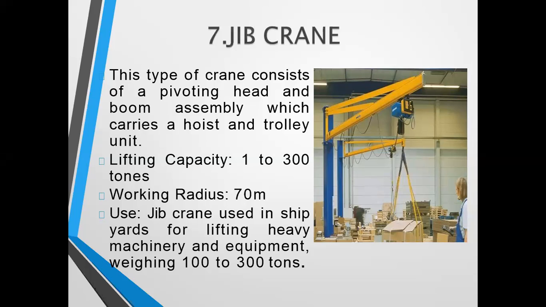Similar cranes, often known simply as hoists, were fitted on the top floor of a warehouse building to enable goods to be lifted to all the floors. The lifting capacity of this type of crane is 1 to 300 tons. Working radius is 70 meter.